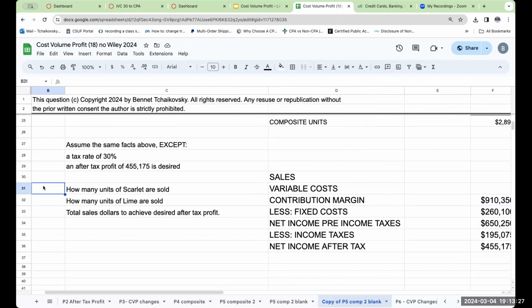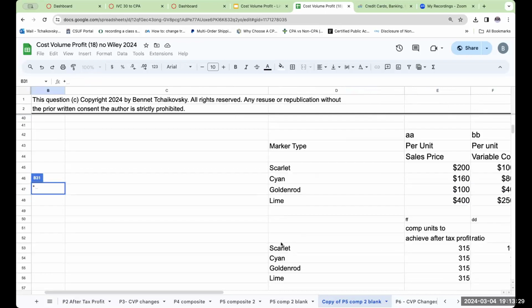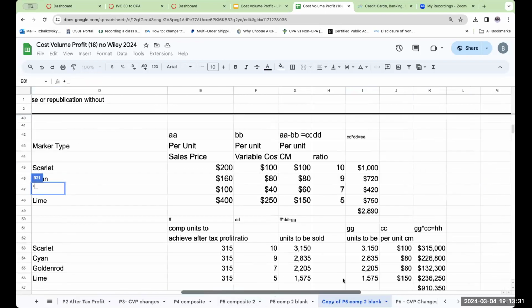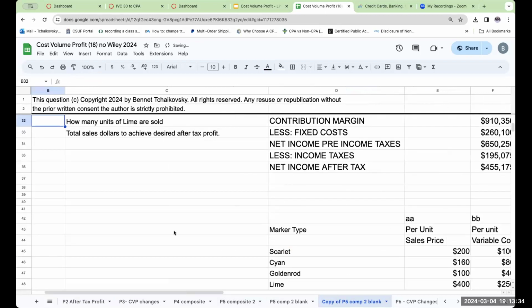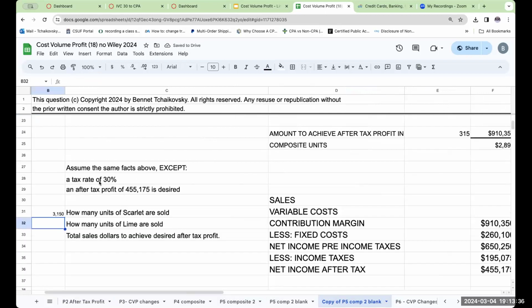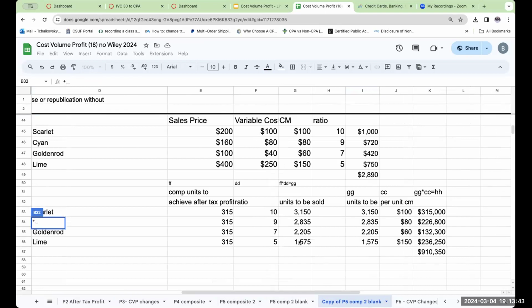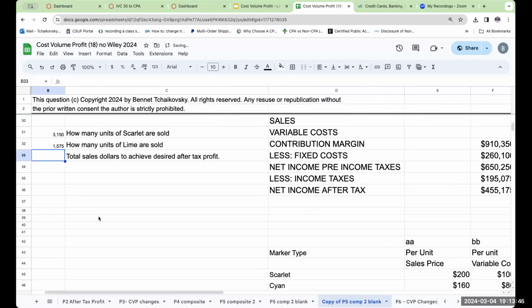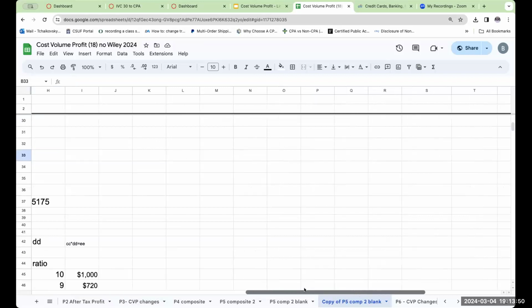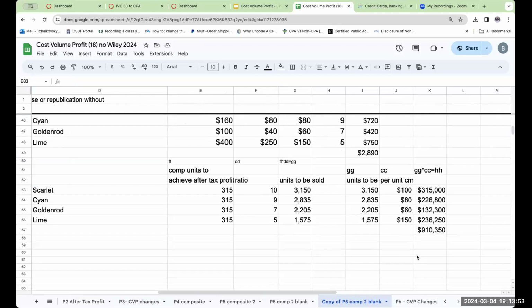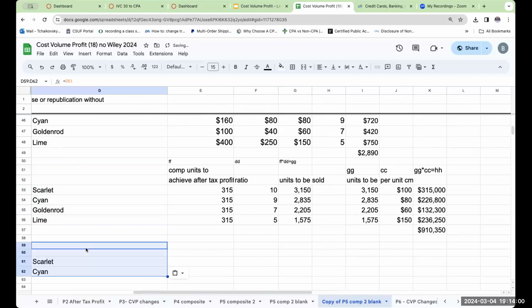So how many units of Scarlet are sold? Well, the number of units of Scarlet being sold is going to be 3,150 to achieve the desired after-tax profit. How many units of Lime are sold? Well, the number of units of Lime I need to sell is 1,575. My total sales dollars to achieve the desired after-tax profit. So coming over here, if I'm going to look at this again, let's make this go right over here.